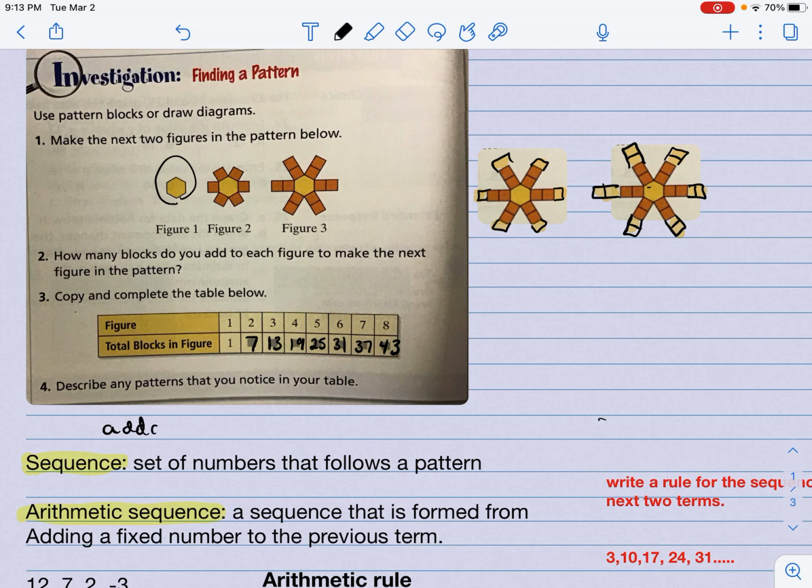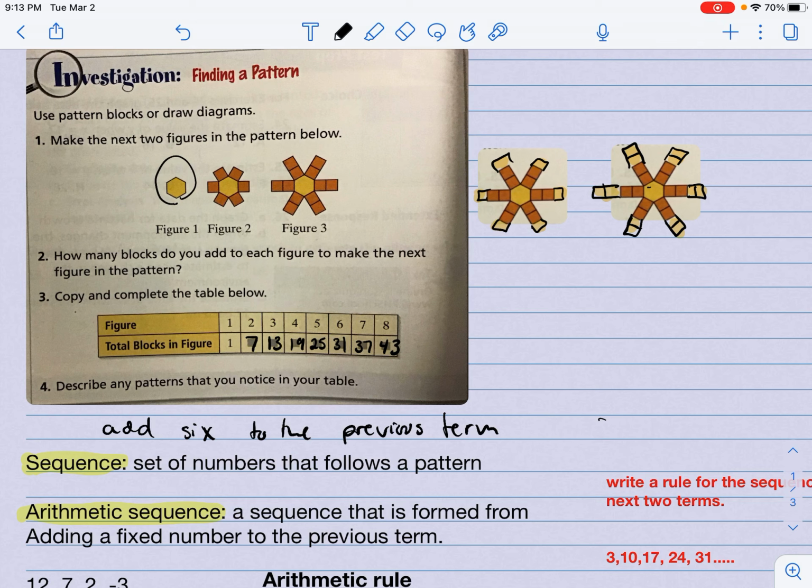Okay, so to describe the pattern, what we're doing is add 6 blocks to the previous term. Okay, so you can see that's the pattern that we're following.